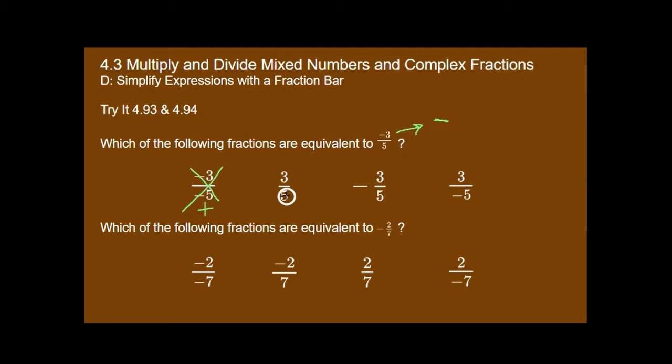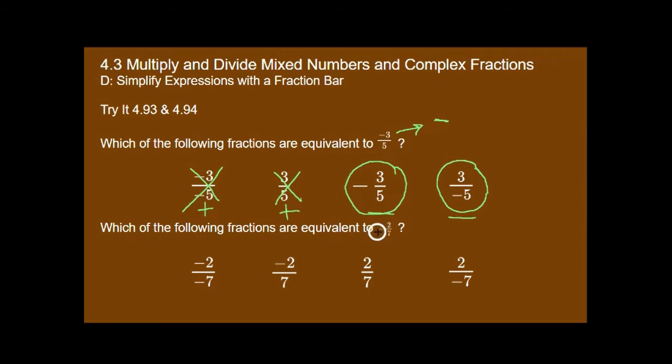A positive and a positive is a positive fraction, not equivalent. Here we have the negative out in front of the fraction, that is a negative fraction, so this one is equivalent. A positive numerator and a negative denominator gives us a negative fraction. This one is also equivalent.